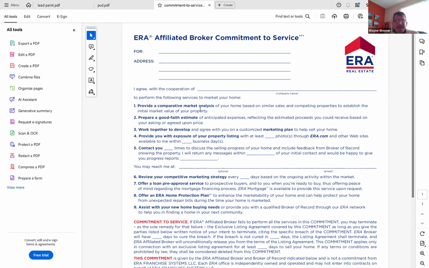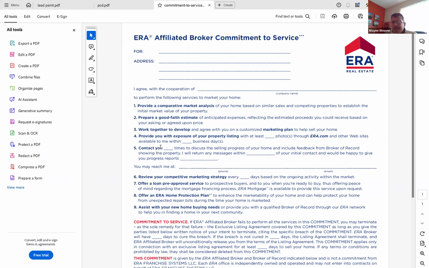I am going to provide a CMA. Did you do that? Yep. Prepare a good faith estimate, work to develop and agree on a marketing plan, provide you with exposure. I'm going to take at least 30 photos within 3 days, and they're going to be professional and things like that. After we list, I'm going to agree to contact you. How do you want to be contacted? Phone, email, text?